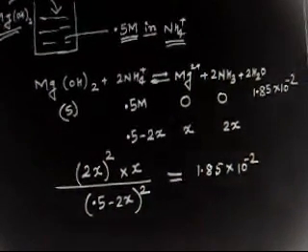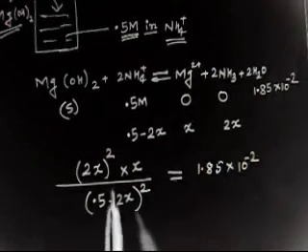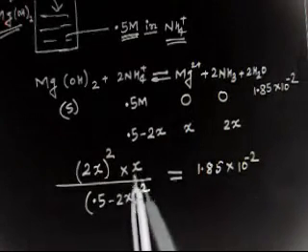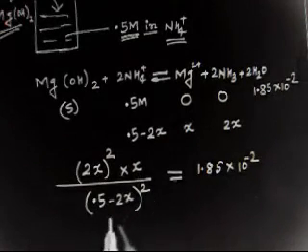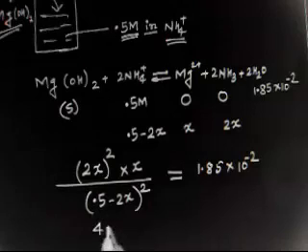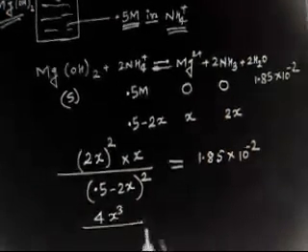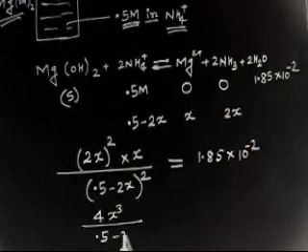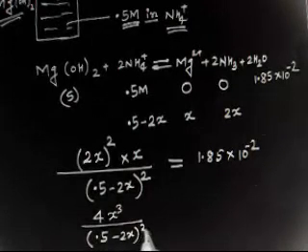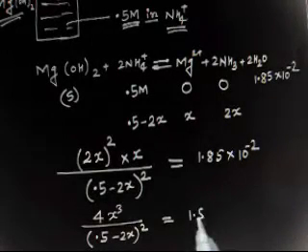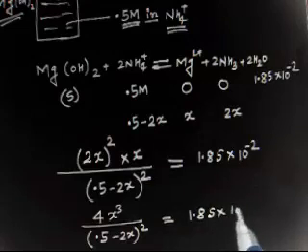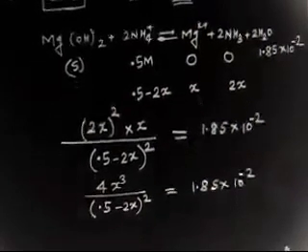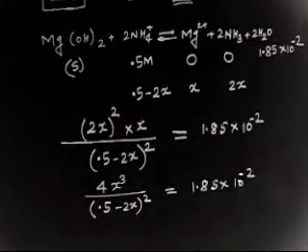Now this equation is basically a cubic equation. You have X squared into X, X cube, so upper you will have 4X cube, divided by (0.5 minus 2X) raised to the power 2, equals 1.85 into 10 to the power minus 2. Now this is a cubic equation, and solving it is a slightly difficult task. We cannot solve the cubic equation easily.